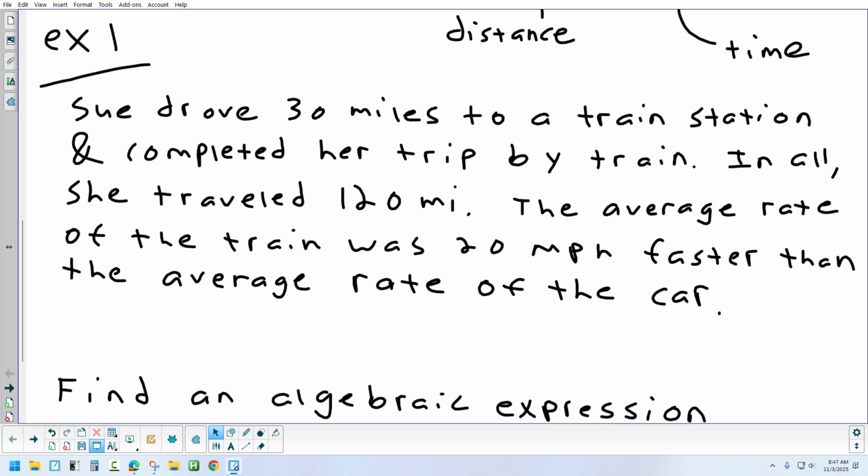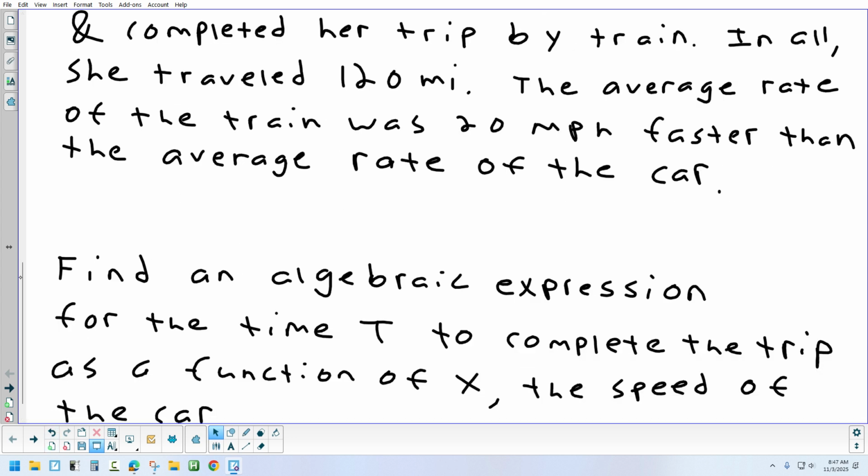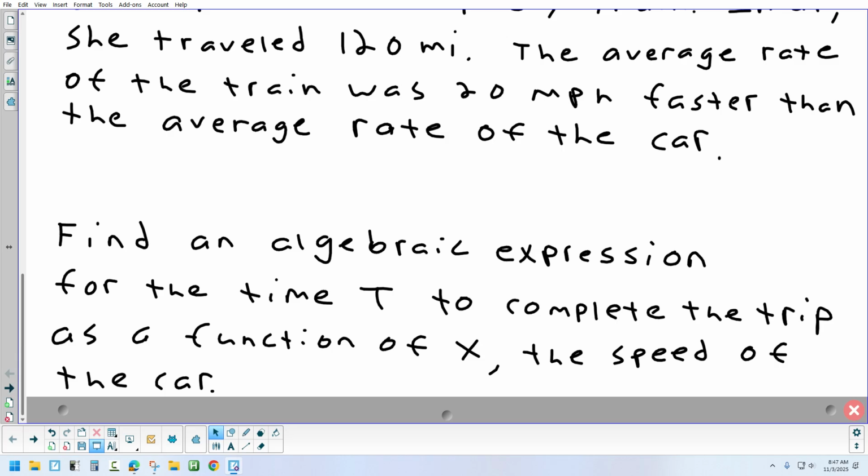We also don't know the speed of the train. So we don't know either rate. So we're going to let our variable be one of them. In this problem, I think they said let x be the speed of the car. So when we set this problem up, we're going to be trying to solve for the speed of the car. If you want the speed of the train when you're done, then all you have to do is add 20. So x will be the speed of the car.